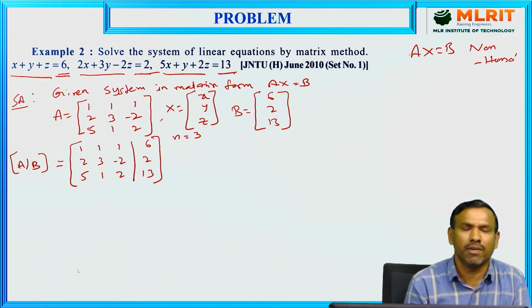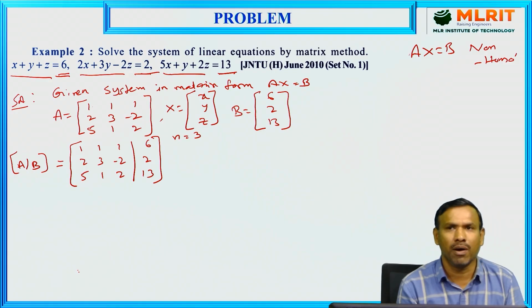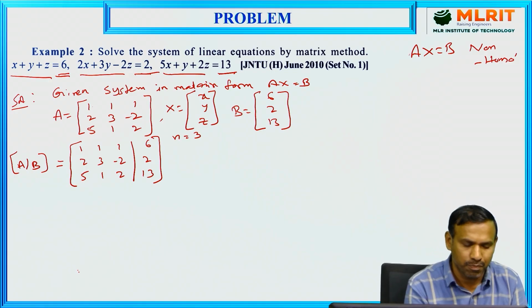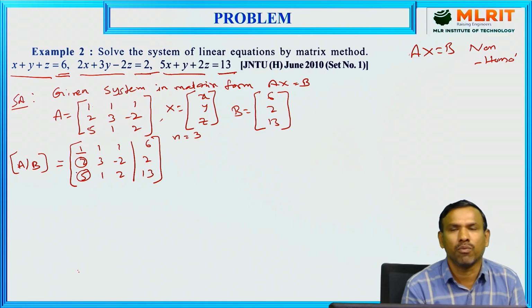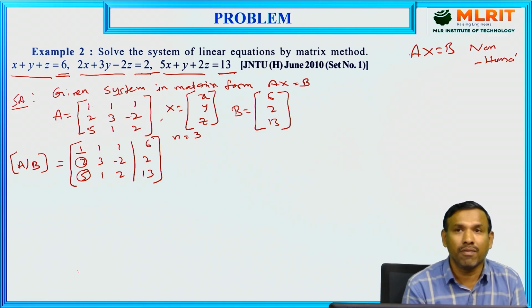We know very well that to find the rank of a matrix, we use echelon form and normal form, but here the suitable method is echelon form. So using R1, make the R2 element 0 and the R3 element 0. We are very familiar with finding the rank of a matrix using echelon form.